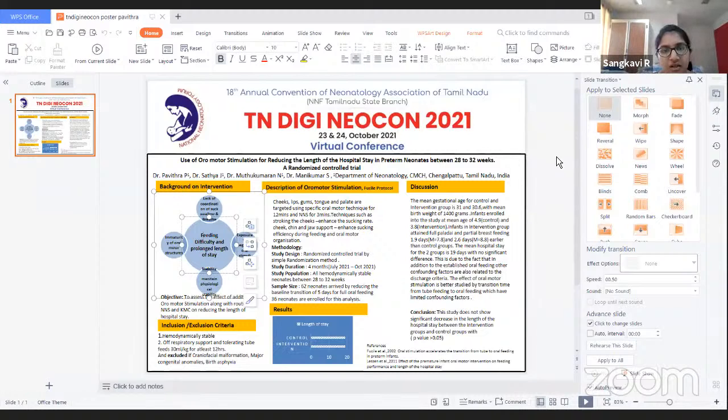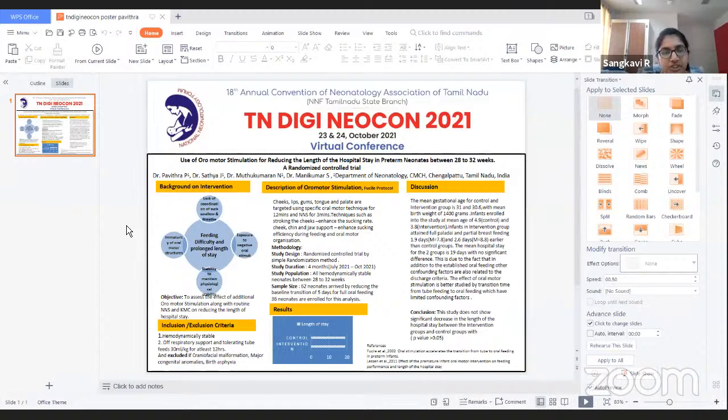Good morning, sir. I am Dr. Pavitra, final year postgraduate from Chengalpattu Medical College, sir. My topic is use of oromotor stimulation for reducing the length of hospital stay in preterm neonates between 28 to 32 weeks. The purpose of my study is that preterm neonates less than 32 weeks have oral feeding difficulties due to lack of coordination of sucking, swallowing, and breathing, immaturity of their oral motor structures, and inability to maintain physiological stability. They are also exposed to a lot of negative oral stimuli like mechanical ventilation. These factors lead to feeding difficulties, and ultimately to prolonged length of hospital stay.